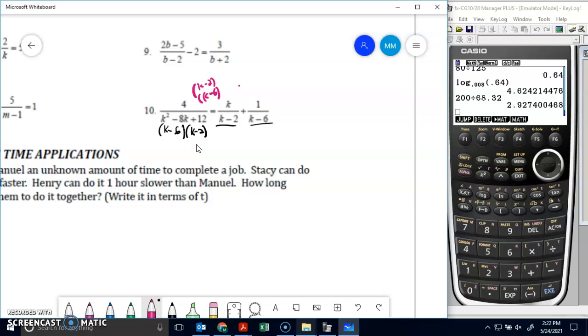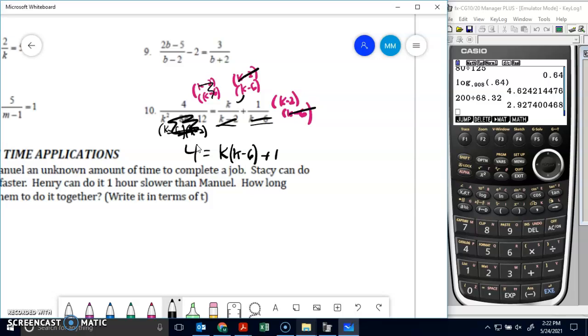So do this one by k minus 6 and k minus 2, and the last one by k minus 2 and k minus 6. So all three get multiplied by the same thing. Here, both cancel. The only thing left there is 4. Here, k minus 2 cancels, leaving me with k times k minus 6, plus k minus 6 cancels, leaving me with 1 times k minus 2. So we just have some multiplying to do.